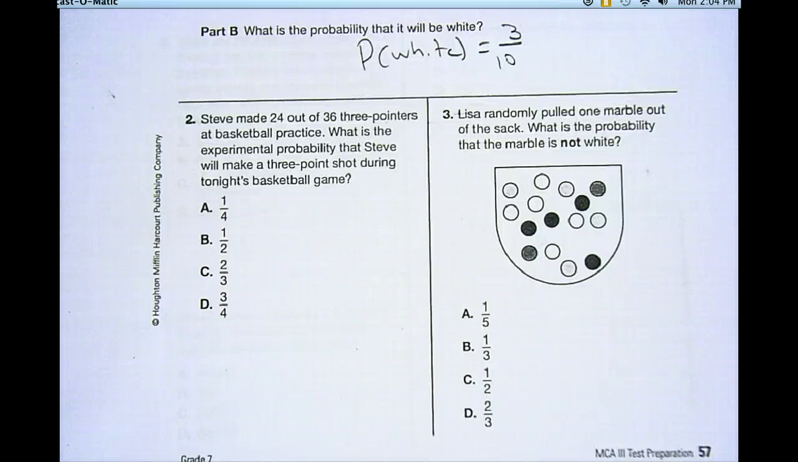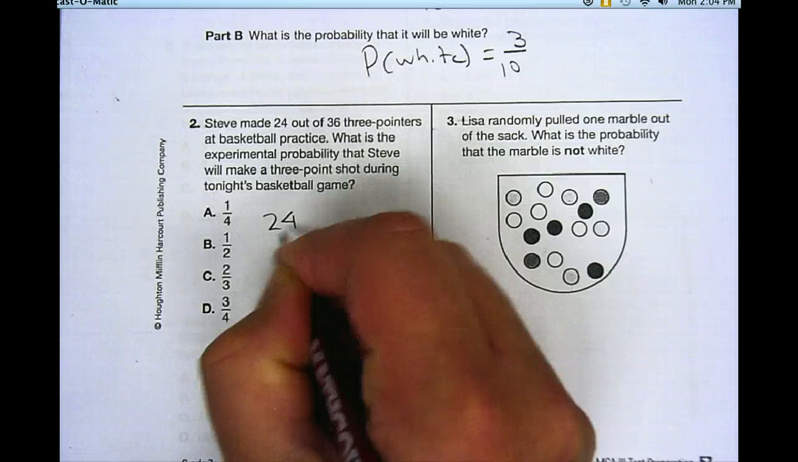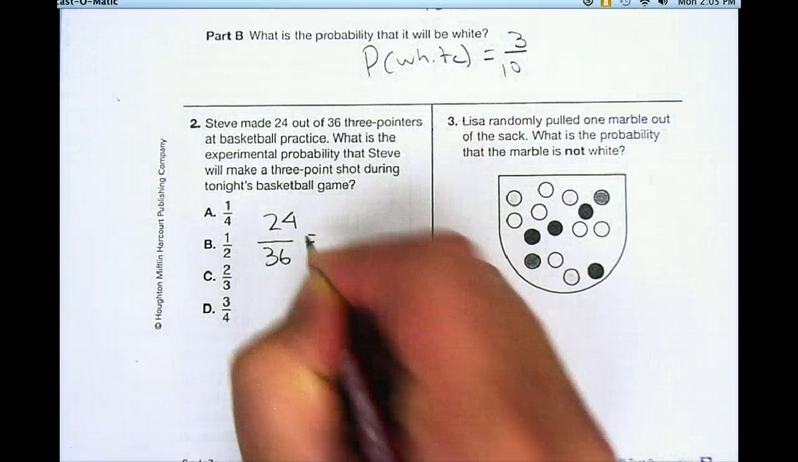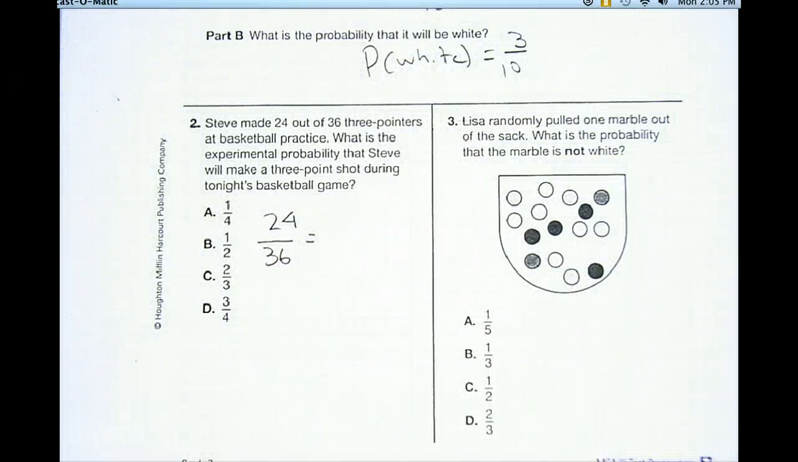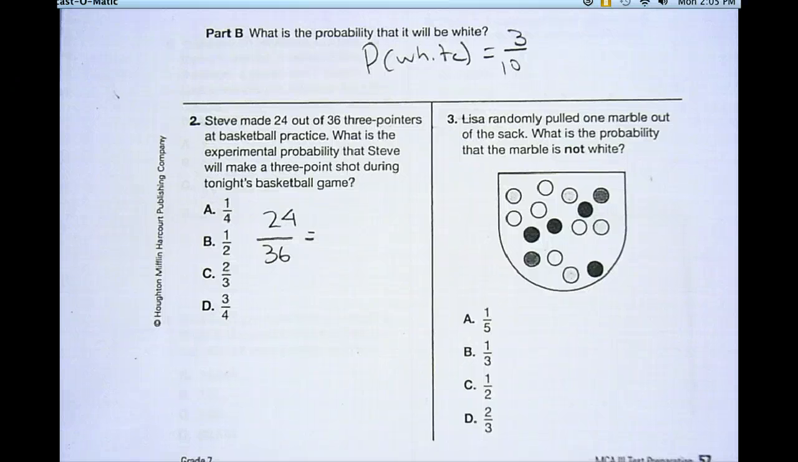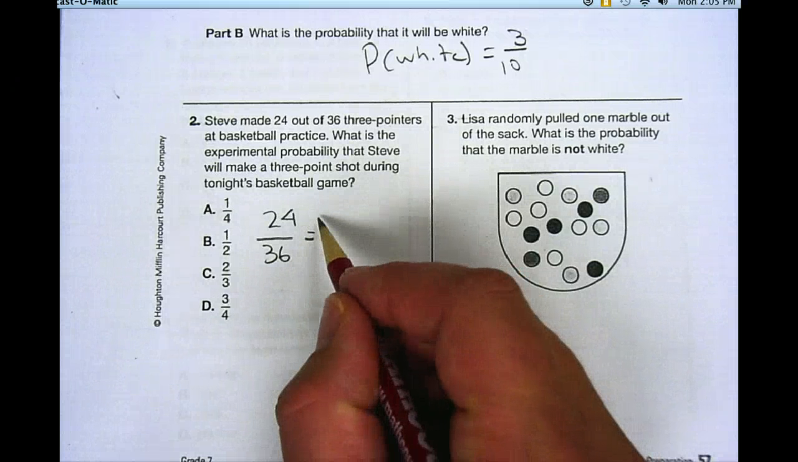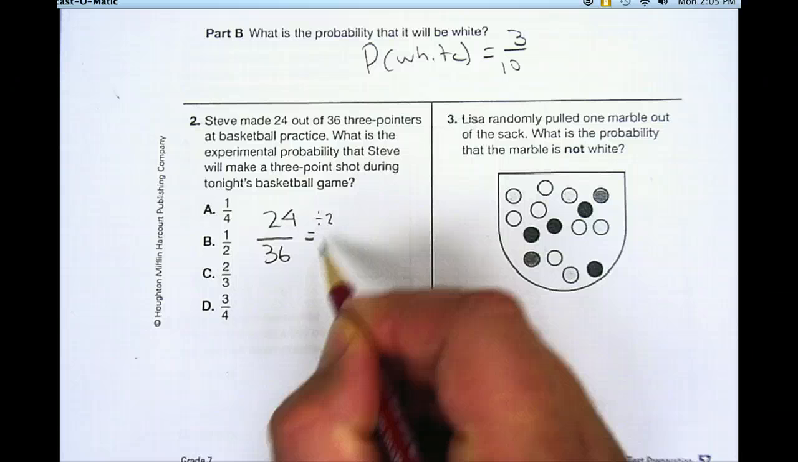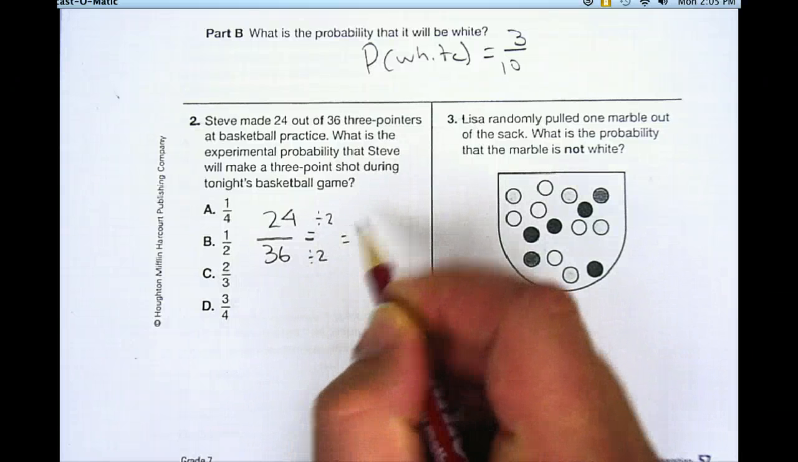Okay? So if you look at this, none of these answers have 36 in the denominator, so I'm going to probably have to reduce it. So he made 24 out of a total of 36. And what I have to do now is reduce that to lowest terms. So I have to find a number that divides both 24 and 36. I know they're both even, so I'll divide them both by 2.